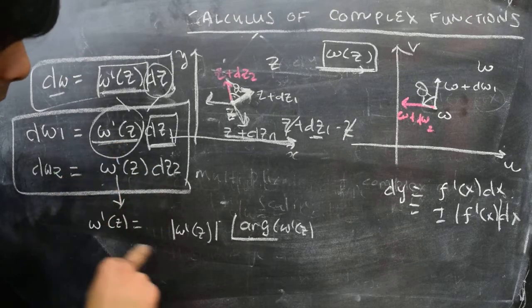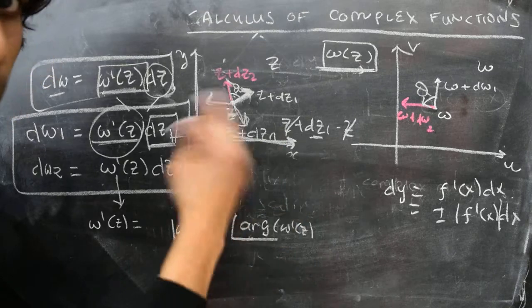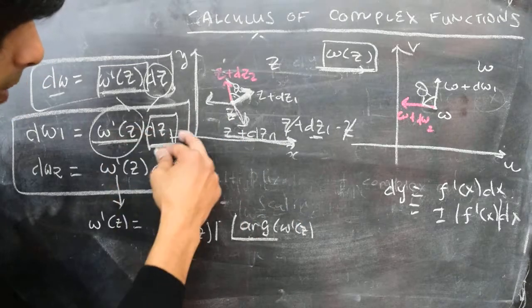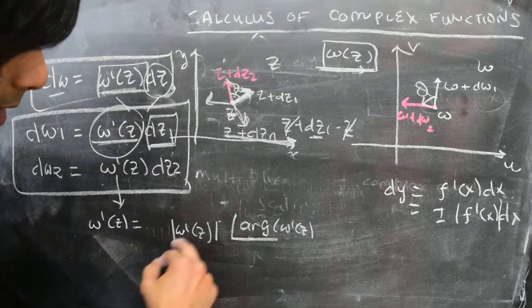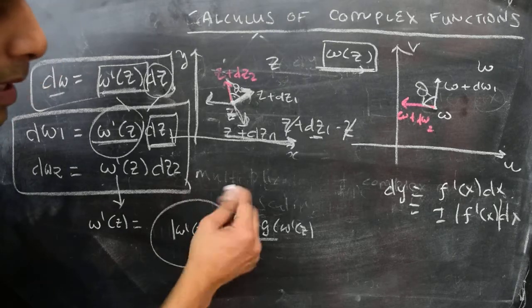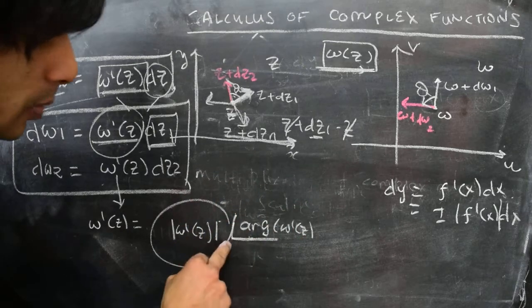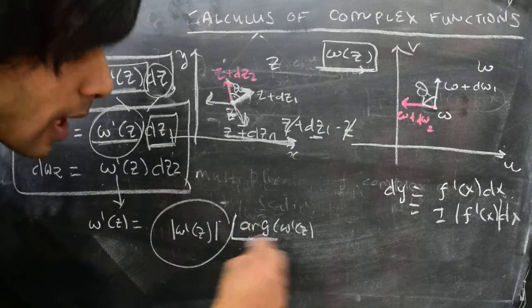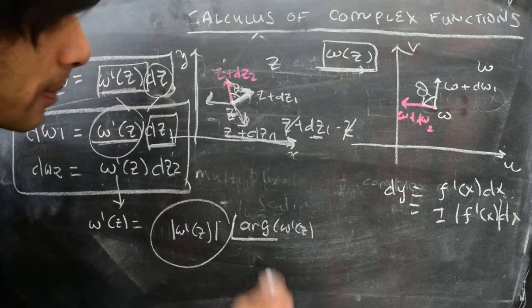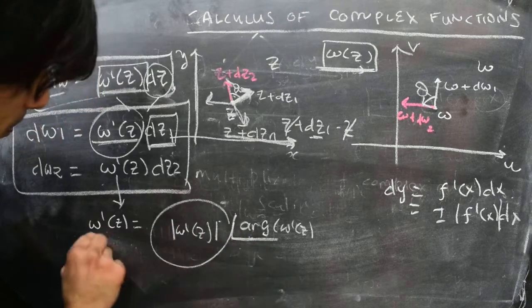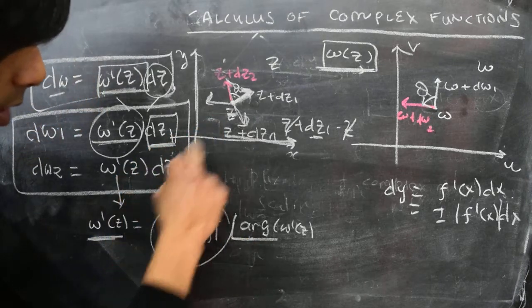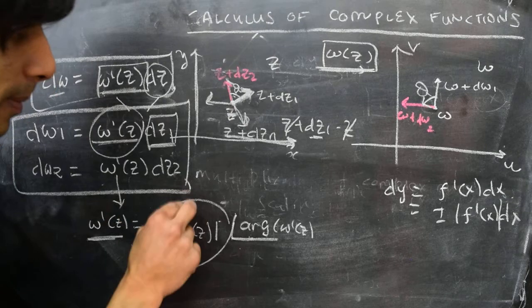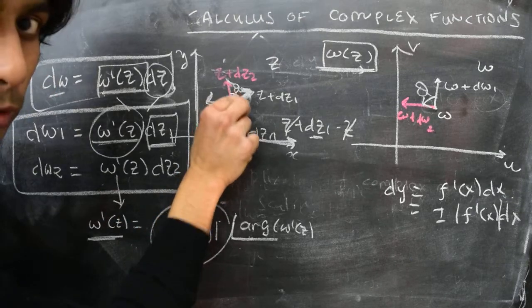w prime z. W prime z has a magnitude and a direction, and when we multiply two complex numbers, what this will do is it will scale the arrow dz1 by an amount modulus of w prime z, and it will rotate it by an amount which is the argument of w prime z. But w prime z is independent of the directions dz1, dz2 or dzn. It only depends upon the point z, the location of the point z.